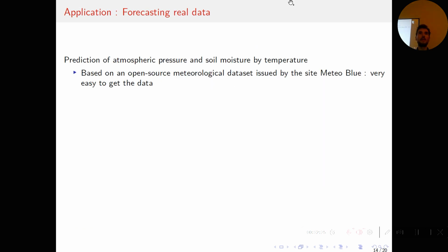So we decided to apply our model to real data to see the behavior on data which, by definition, don't necessarily follow our PMC distribution, and compare it to the HMC behavior. So we chose to predict atmospheric pressure and soil moisture by temperature, so two experiments. The data was very easy to get. It was on an open source meteorological data set.